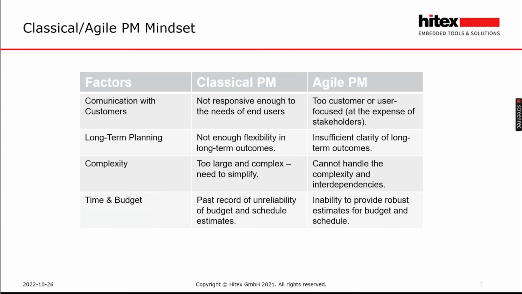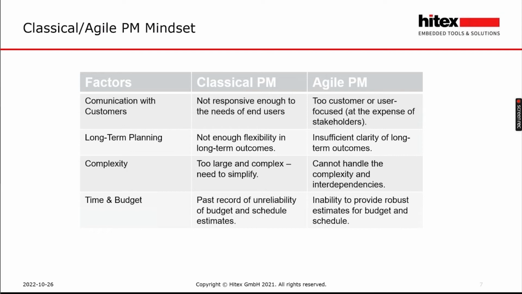Then long-term planning in your project. Sometimes in classical project management, you have long-term goals and long-term projects, but these projects are developed very rigidly and there is not enough flexibility in them. At the same time, in Agile, it's really hard to manage long-term projects, because Agile plans for quite small and frequently delivered projects. So it's really hard to get long-term deliveries with Agile.